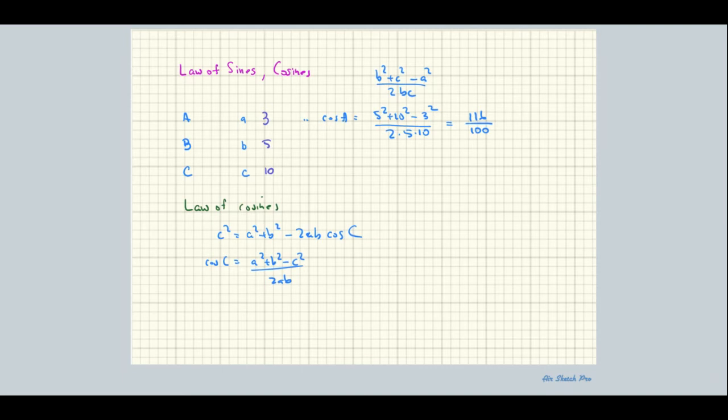116 over 100, what is that? That's 1.16, isn't it? Is 1.16 a valid ratio? Oh, no. Cosine runs from -1 to 1, doesn't it? 1.16, that's too big. It's bigger than 1. What it's saying here is, to make this into a triangle, you'd have to get bigger than 180 degrees on that angle A. You can't get there without an angle that's bigger than 180 degrees.